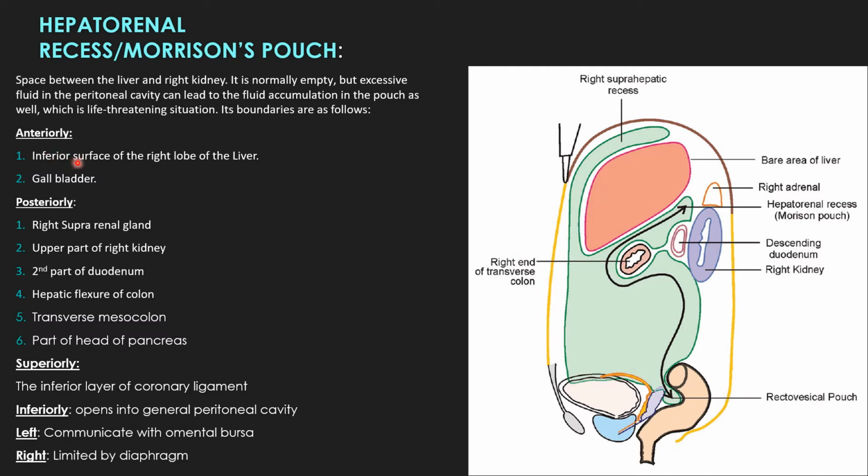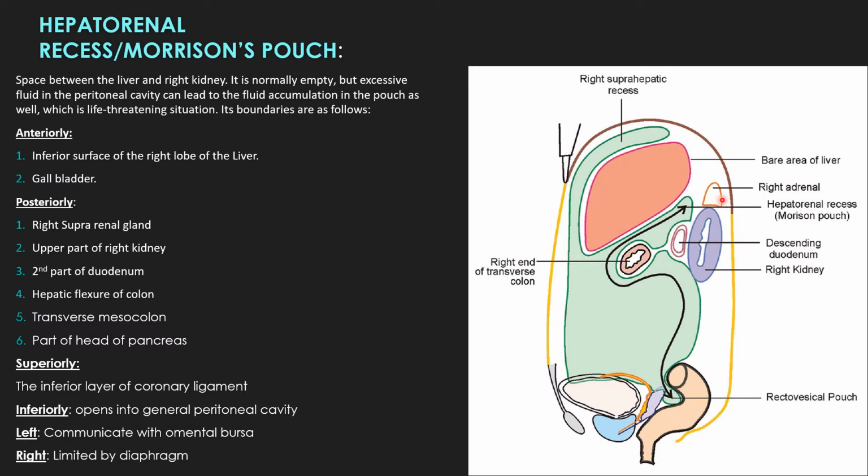Anteriorly, it is bounded by the inferior surface of the right lobe of the liver, and here the gallbladder will be present. Posteriorly, you see over here, this is the right adrenal gland. The posterior boundaries are formed by the right adrenal gland, the right kidney, the second part of the duodenum, the transverse mesocolon, the transverse colon, and near the duodenum lies the pancreas. These are the posterior boundaries.